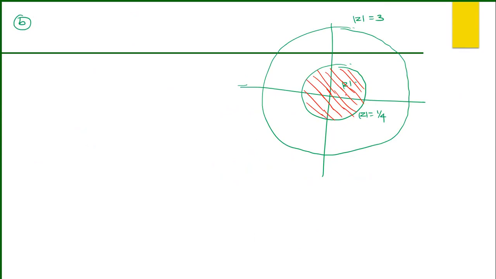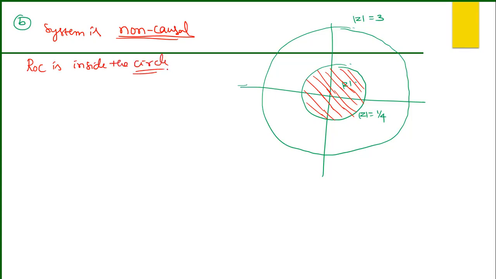Now, is the system causal? No, because the ROC is inside. Causality means the ROC should be outside, but here the ROC is inside of the circle. Therefore, the system is non-causal. You need to write why it is non-causal: ROC is inside the circle in Z plane.